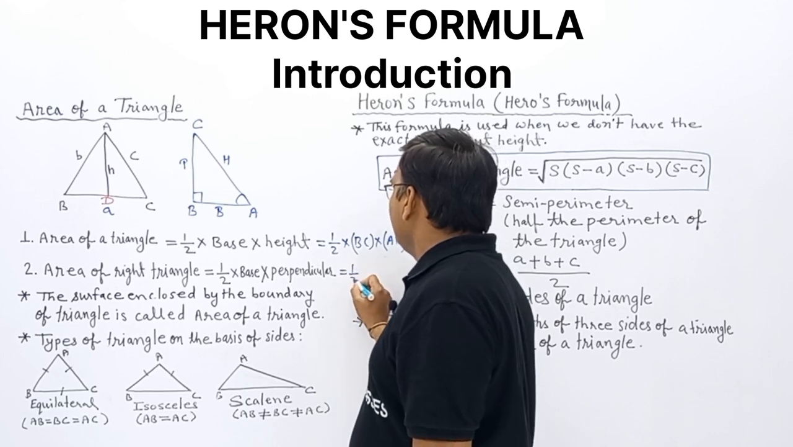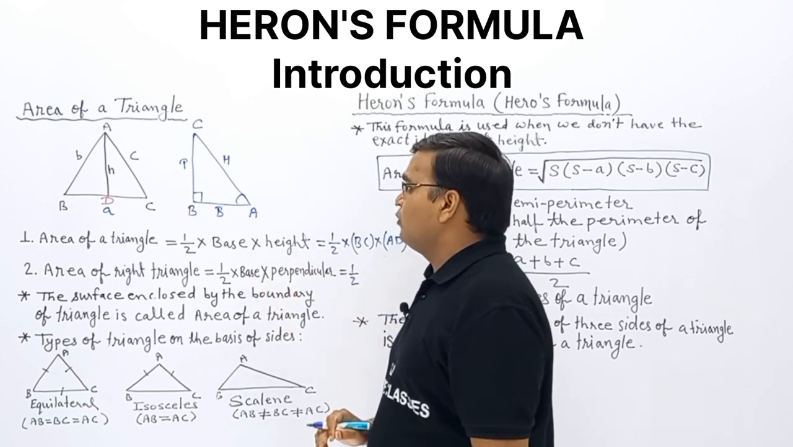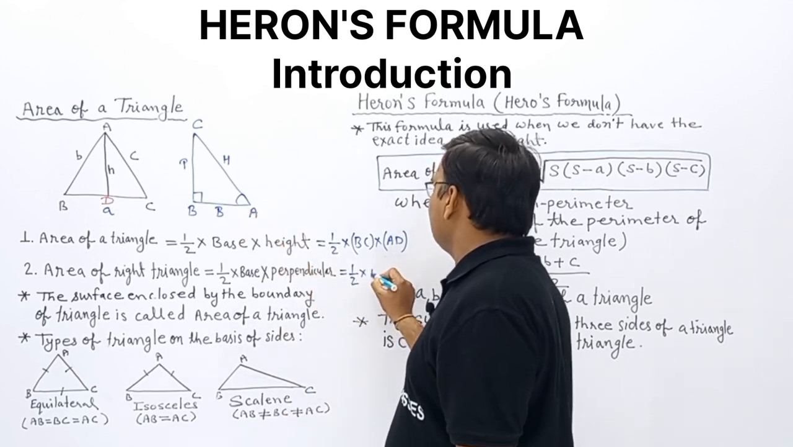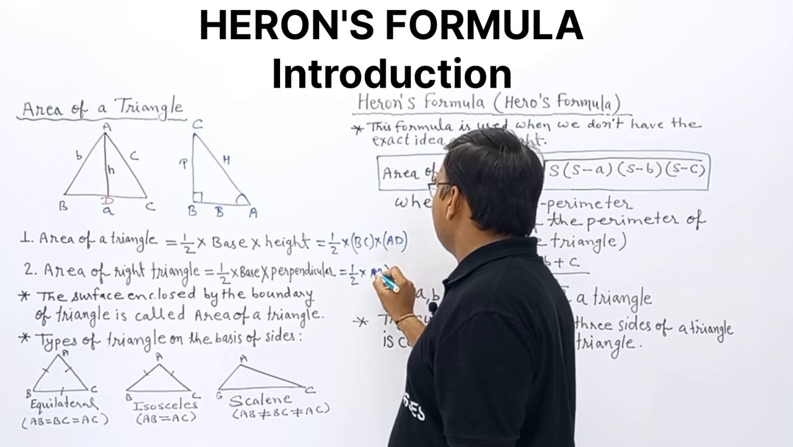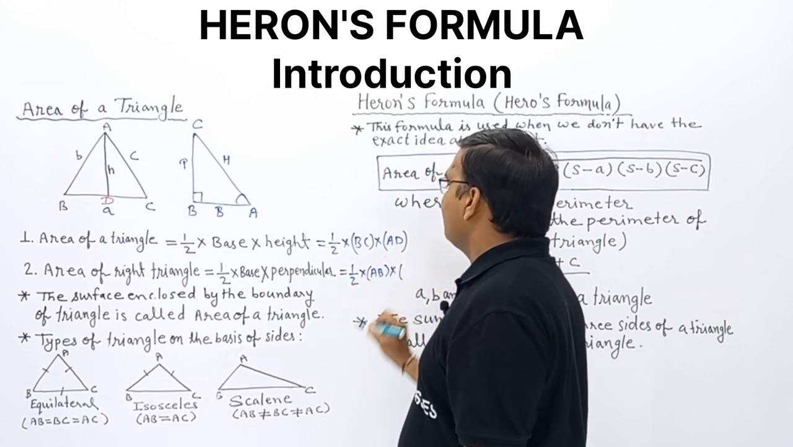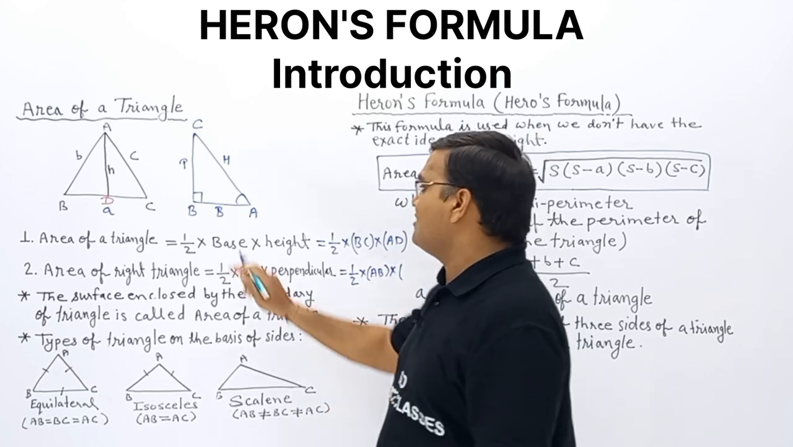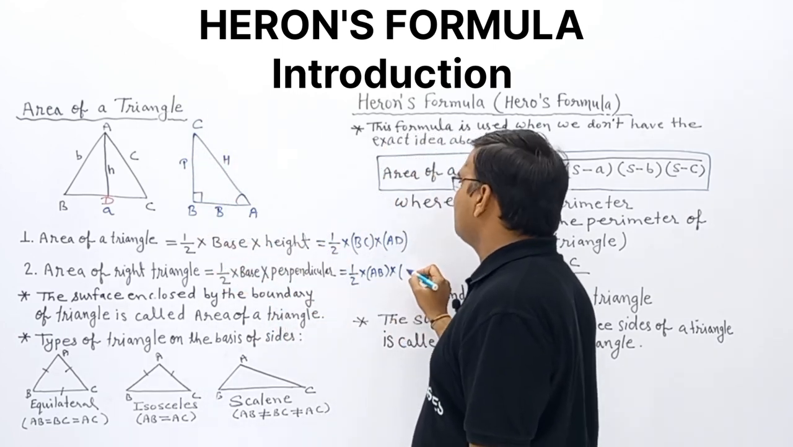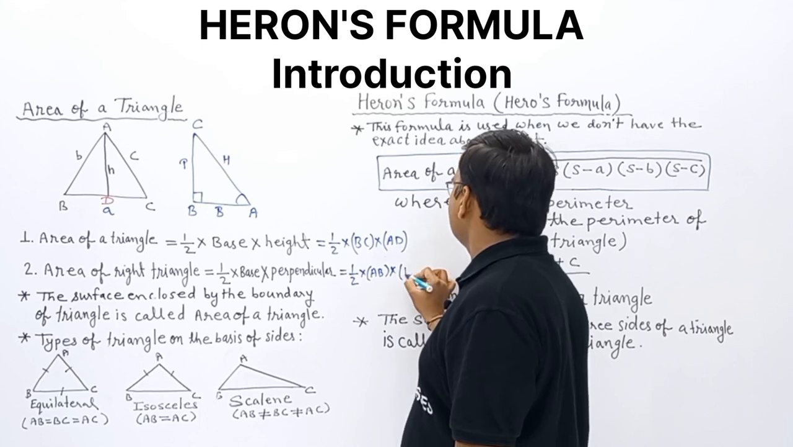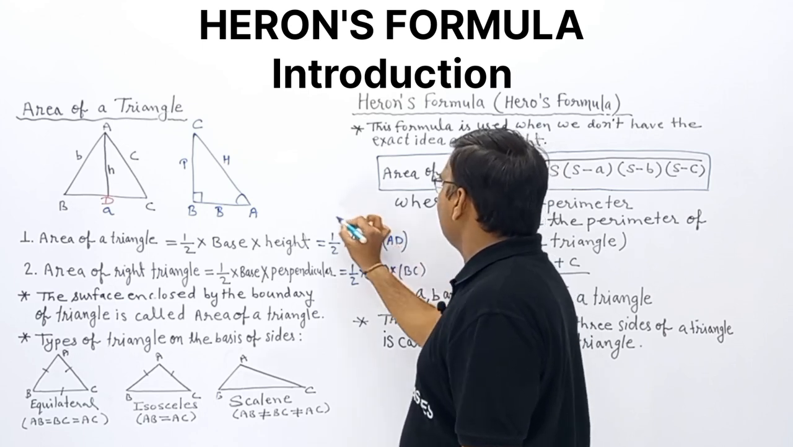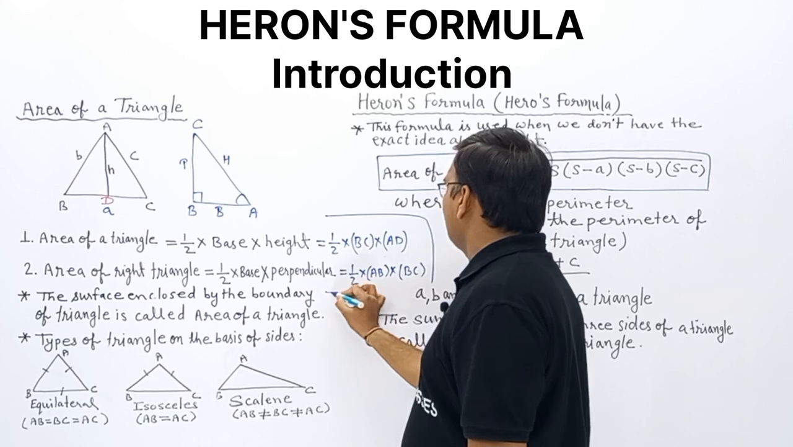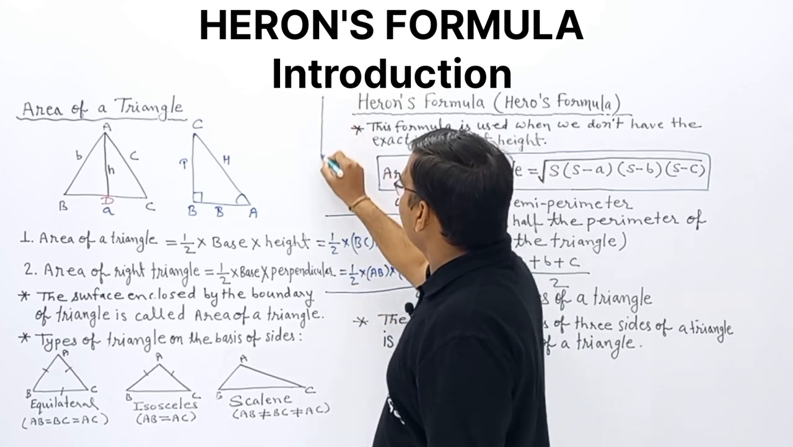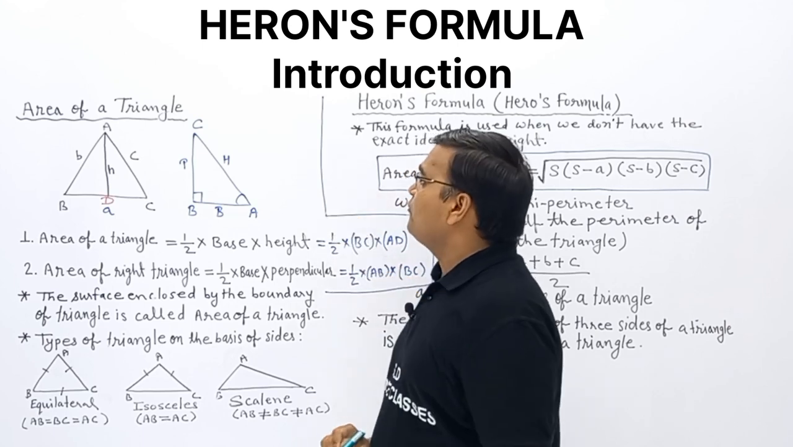1 by 2 into base into perpendicular. What is the base? AB is the base. And what will be its perpendicular or height? Perpendicular is the height, and this is BC. So by using these two formulas, we can find the area of a triangle.